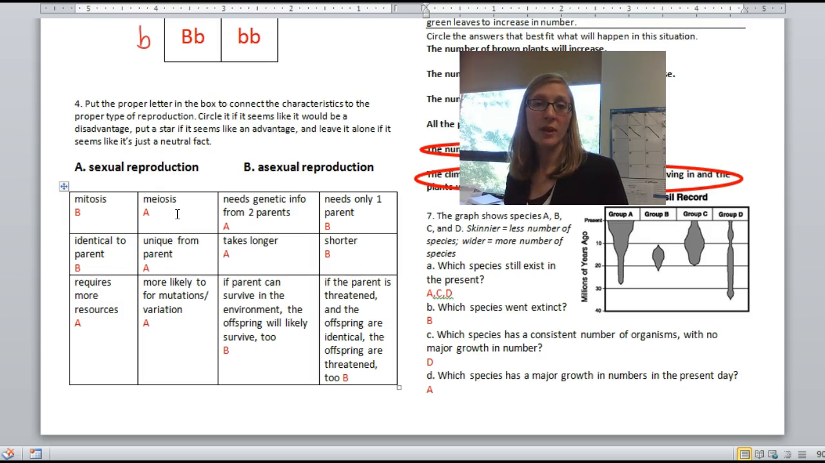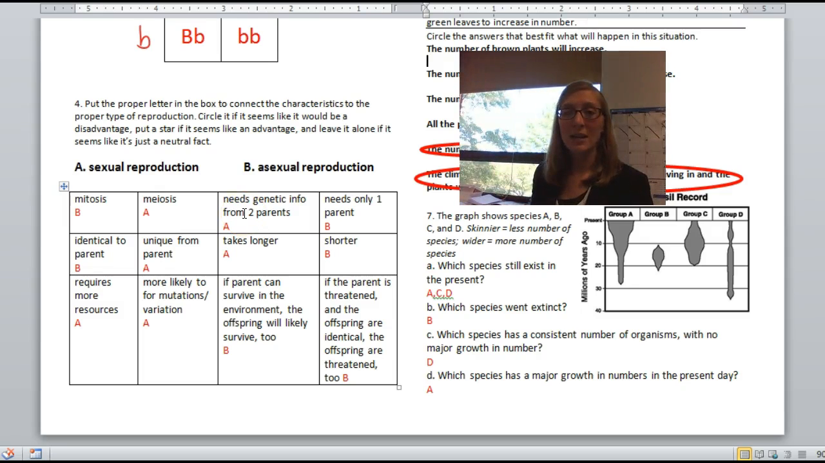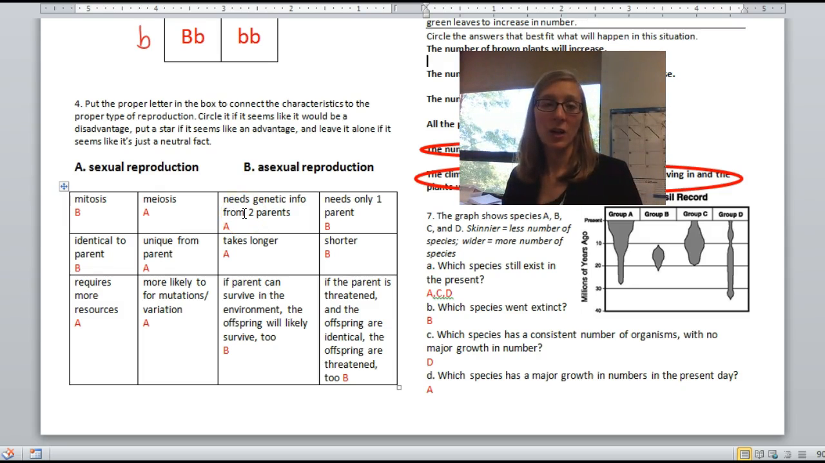In sexual reproduction, we have meiosis, and meiosis creates the gametes that are used in sexual reproduction. So meiosis in and of itself is not sexual reproduction, but it's associated with it. Okay, needing genetic info from two parents, sexual reproduction, although there are some species like plants that can actually reproduce sexually with their own gametes, so they actually don't need two different organisms, which is kind of cool. Needing only one parent is asexual. Being identical to the parent is going to be asexual reproduction. Being unique from the parent is sexual.